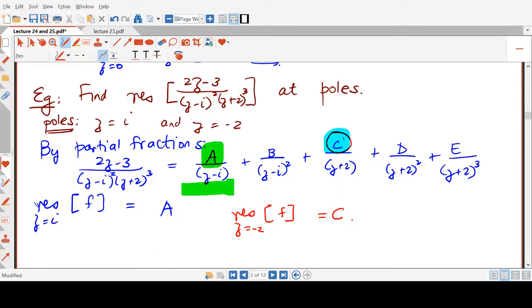According to the residue theorem, the residue is the coefficient of 1 over z minus something, to the power of 1. Not 2, 3, 4, and so on. Those don't count.